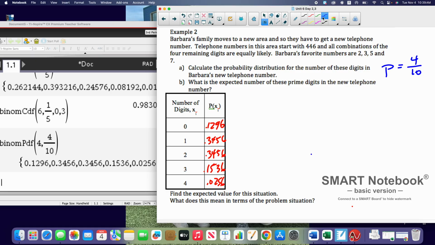Now, it states this. So we've made the probability distribution table. What is the expected number of prime digits in the value? So what's the expected value? This is page 570 from homework. All right? How do we find expected value?